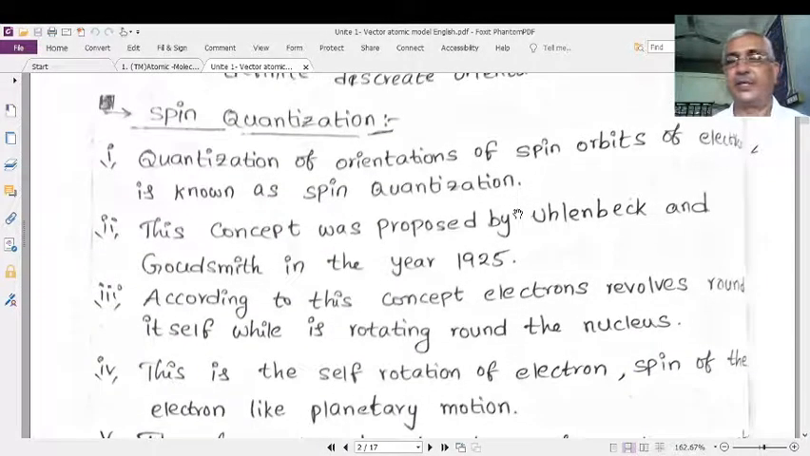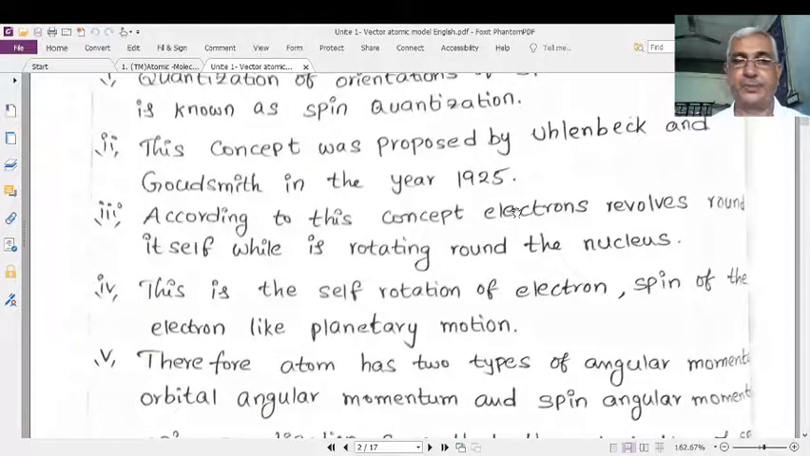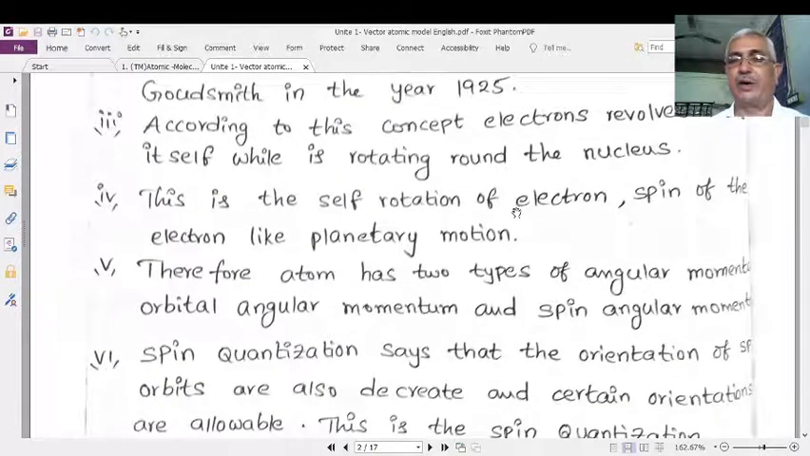Similarly, spin quantization. This was proposed by Uhlenbeck and Goudsmit. They proposed that the electron, while revolving around the nucleus in an orbit, also rotates around its own axis. That is the self-rotation, what is known as the spin motion. Due to the spin motion of the electron, there are spin orbits. Again, the spin orbits are quantized. It means that electron spin orbits are discrete orbits. They have specific magnitude and specific direction only.